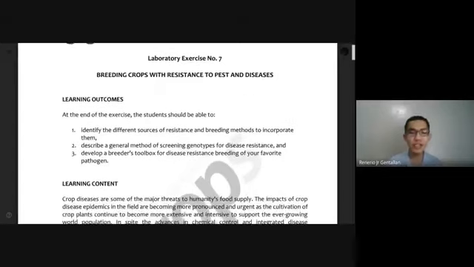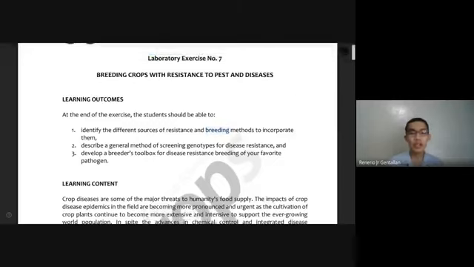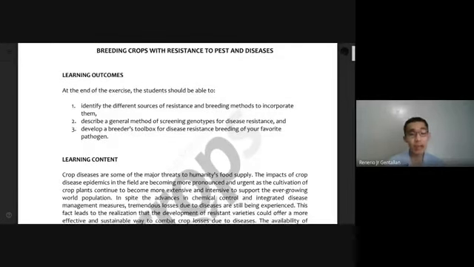At the end of the exercise, the student should be able to identify the different sources of resistance and breeding methods to incorporate them. So you should know which plants to use, what could be the possible sources of resistance for your plant, and how difficult it is to incorporate the resistance into your desired genotype, the difficulty depending on the source of resistance as well. You may also describe the general screening methods for disease resistance.